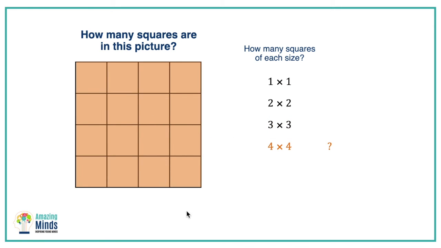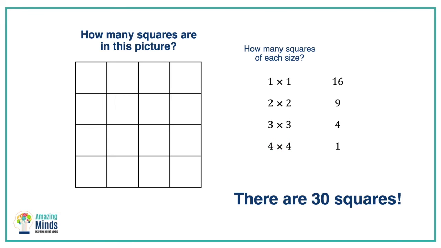Okay, the largest one is the easiest. There's only one that is that size. So if you keep that in mind and you add them together, you have 30 squares.